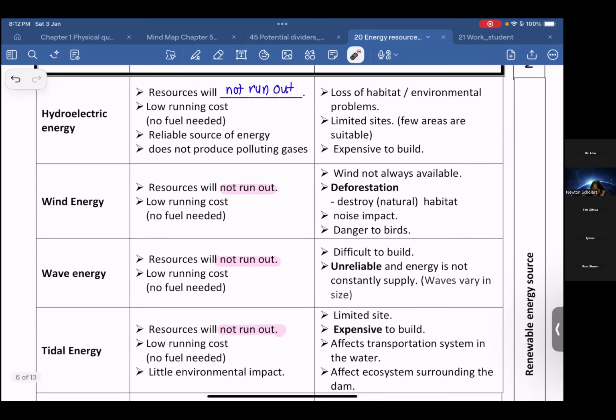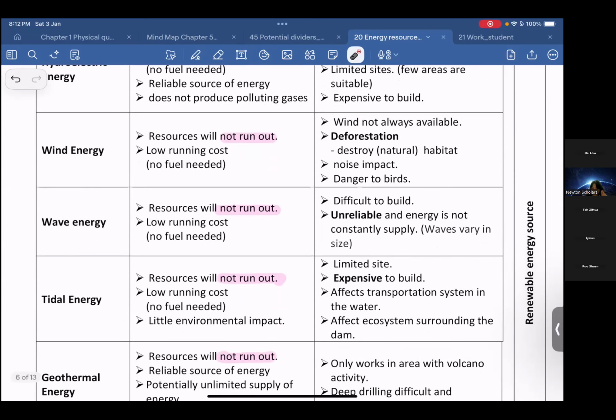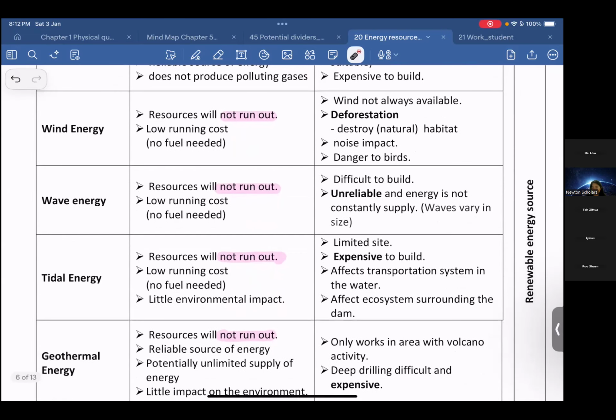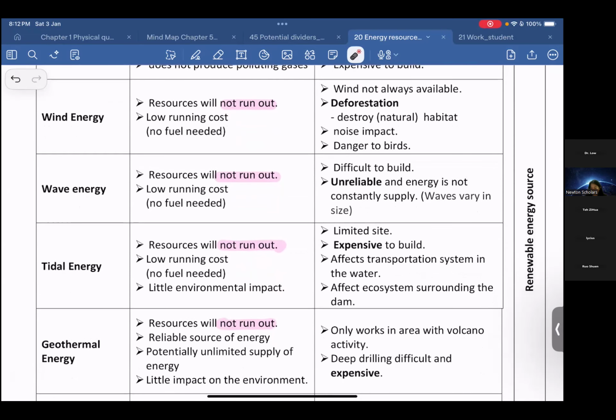Then for wind, the resources will not run out. It's low running cost. But the problem is wind is not always available. Sometimes there is wind, sometimes no wind. So this one is unreliable. Next, deforestation will destroy the habitat. Noise. One more is danger to the birds. The birds flying, it might kill the birds.